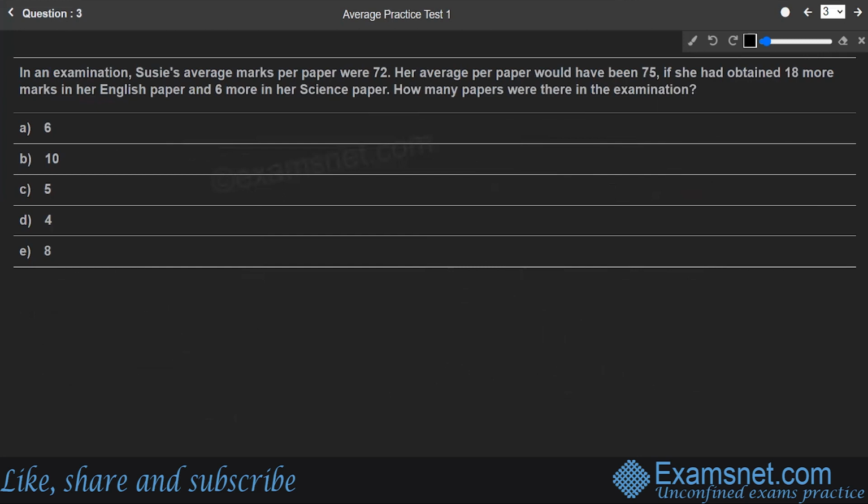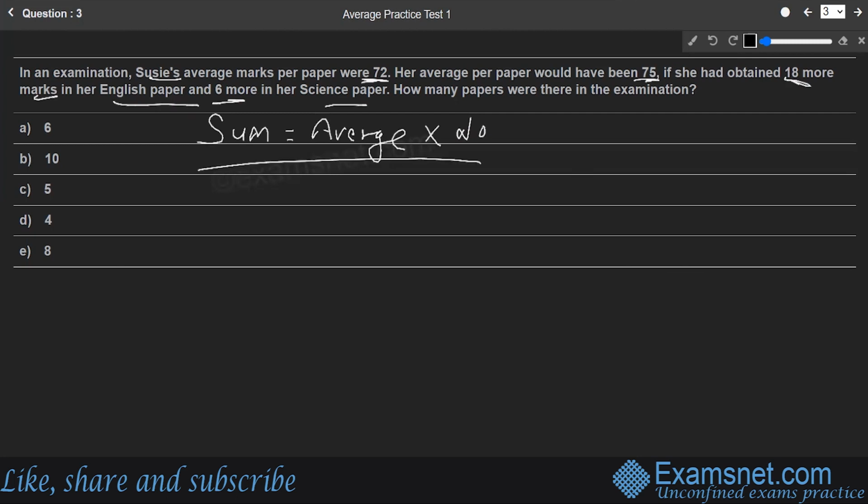In the next question, he says, in an examination, Susie's average marks per paper were 72. Her average per paper would have been 75 if she had obtained 18 more marks in her English paper and 6 more marks in her science paper. So in this type of question, we can try to find out the total sum. Sum is always calculated by average multiplied by number. So let us try to find out the sum.